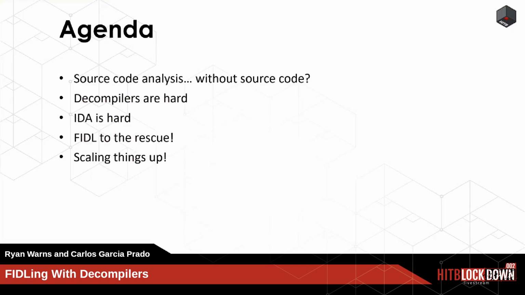So very briefly, the agenda. We're going to talk about how to do source code analysis without the source code. Then we're going to see how decompilers are hard. Afterwards, we're going to see that IDA is hard as well. We are going to introduce our solution to this problem, namely a library for interacting with the Hex-Rays Decompiler, making your life hopefully easier, called Fiddle. And at the end, we're going to see how you would be able to do this at scale. We'll be reversing and decompiling at scale.